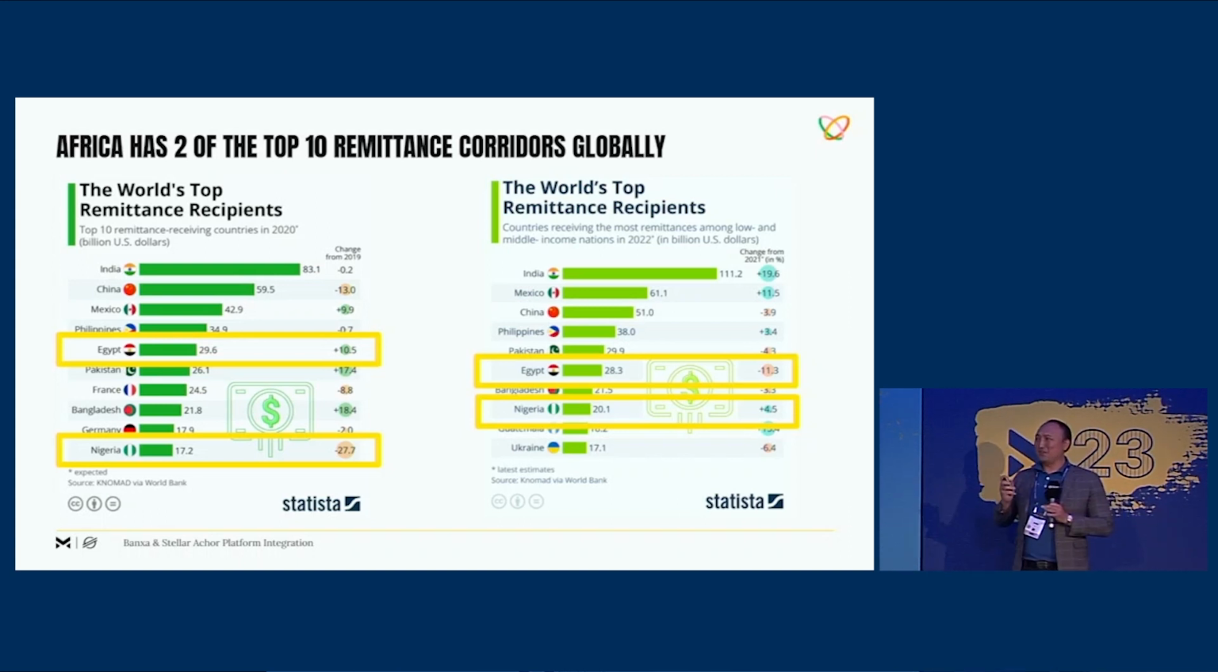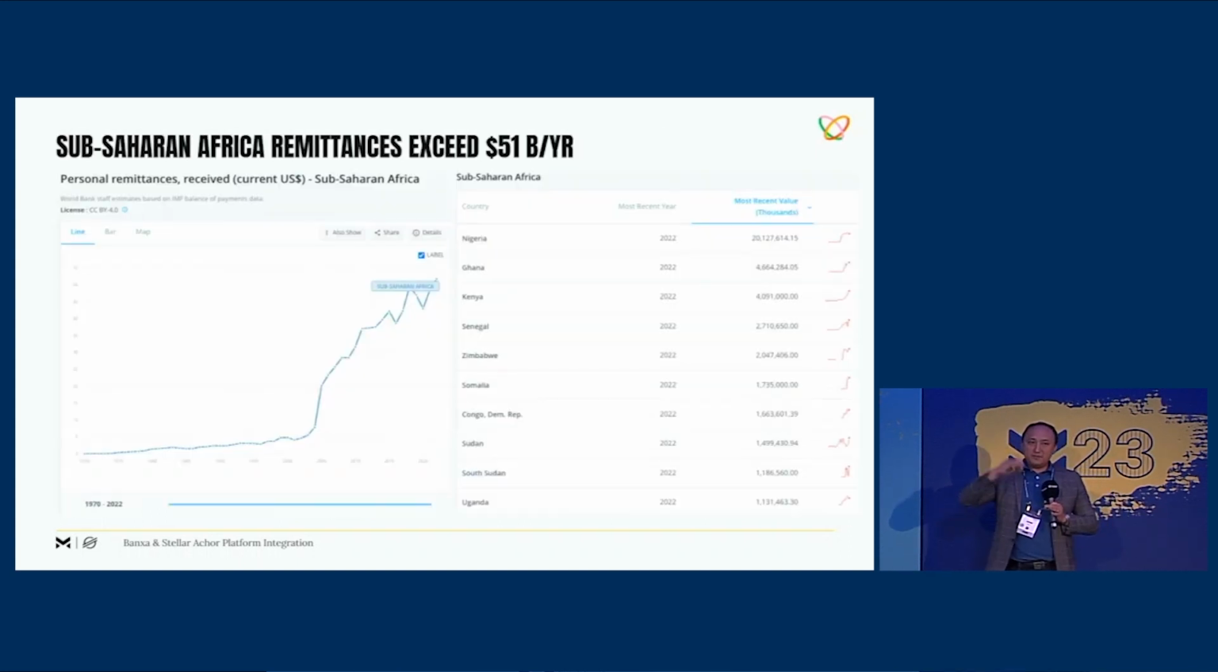But not only is there a lot of money being moved in Egypt and Nigeria, there's a lot across sub-Saharan Africa as well. Across all of sub-Saharan Africa, we're talking about now over 51 billion overall. Nigeria, of course, trumps everything else. The next few, Ghana, Kenya, Senegal, are important ones as well. So there are several markets that are very, very important when it comes to remittances.